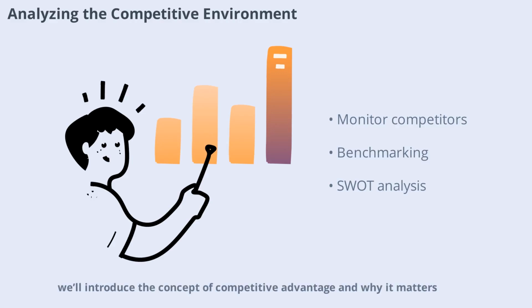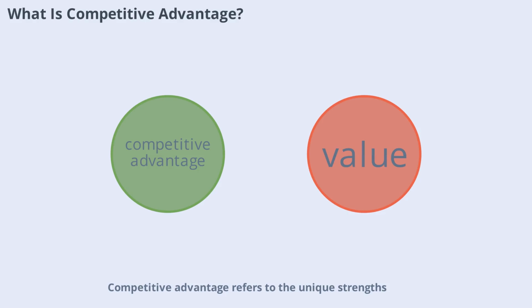Next, we'll introduce the concept of competitive advantage and why it matters. Competitive advantage refers to the unique strengths that allow a company to outperform its rivals. This could be cost leadership, product differentiation, or a focus on a specific market niche. Achieving and sustaining competitive advantage is the ultimate goal of strategic management. It enables companies to deliver greater value to customers and achieve superior financial performance. In the following scenes, we'll explore different types of competitive advantage and how to build them.